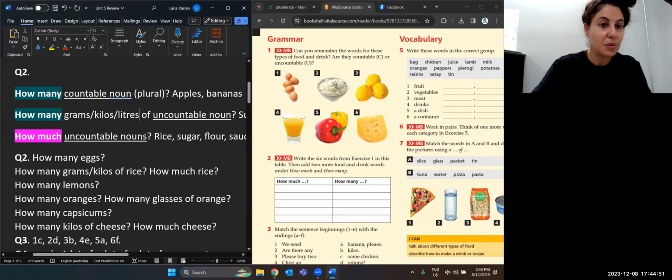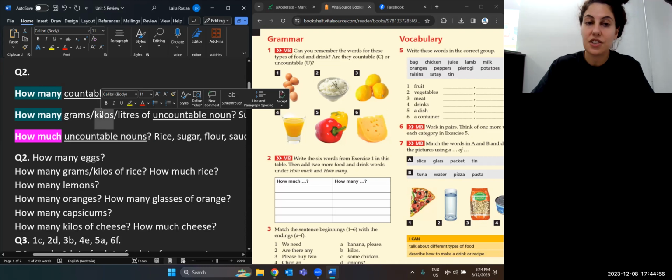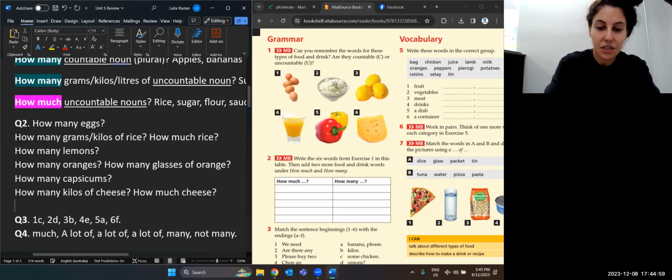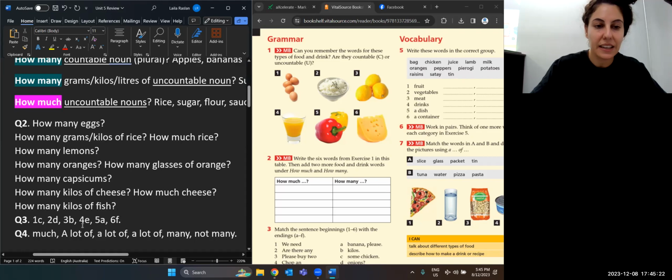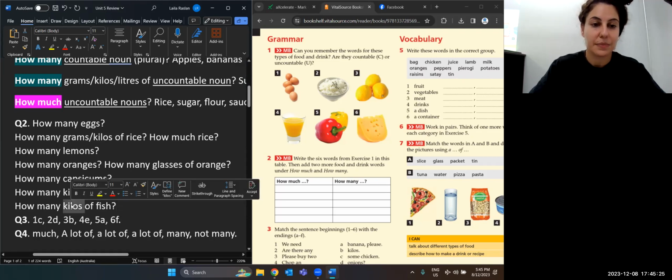Fish is uncountable. So how many kilos of fish do you want? Yeah. So let's go with how many kilos of fish do you want? Yes. Because it's never in the plural. You don't say fishes. It's not one fish, two fish, three fish. But we can say how many kilos of fish, because we know that they sell fish by the kilo.